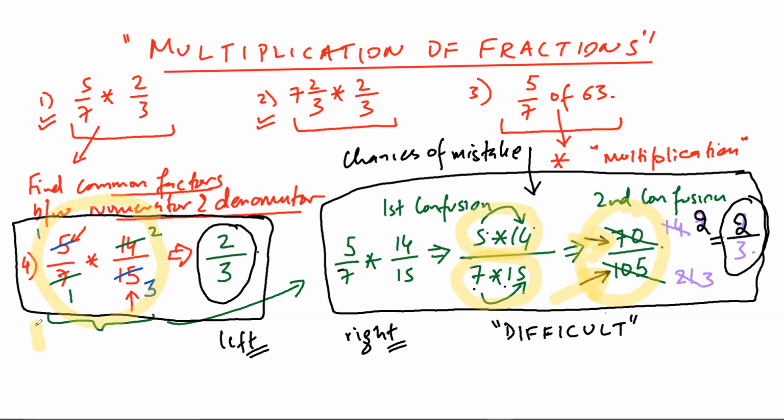See, here, when you were cancelling or when you were trying to find the common factors, you had very small numbers, 5, 7, 14, and 15. But this 70 by 105, this is a bigger number. Finding common factor would be difficult here, would be easier here. Mr. Sarthak, have you understood? Yes, sir. I'll give you another example.